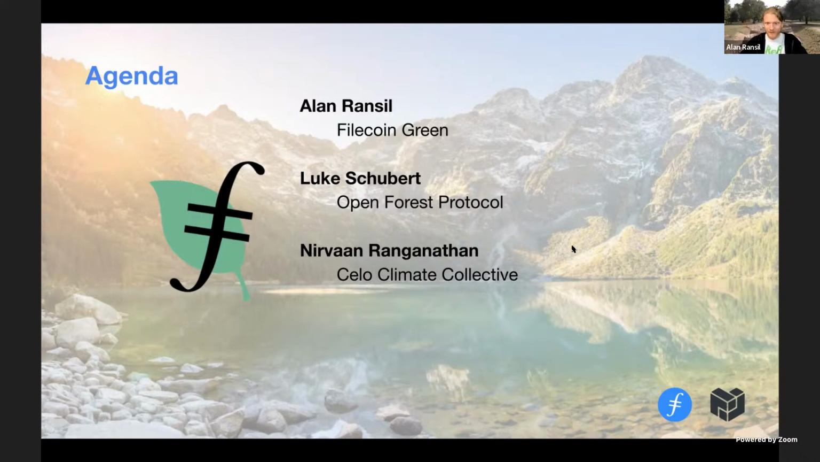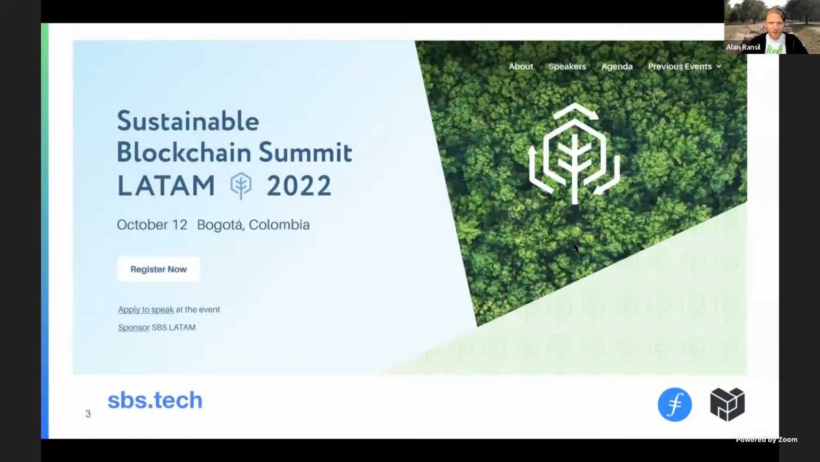So the first thing I want to mention in my intro is that if you are planning to be in Colombia or in Latin America next week, October 12th, please come to the Sustainable Blockchain Summit LATAM. This is going to be a really great event. We're going to have a bunch of folks there from many different projects that are involved in tokenized carbon and in sustainability, with a huge focus on projects that are happening in Latin America.